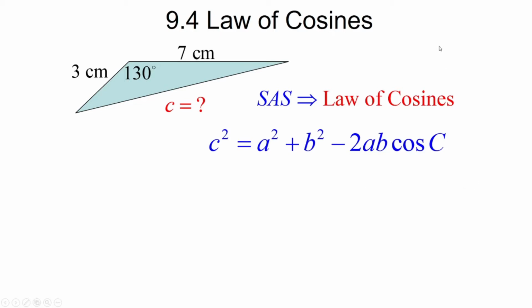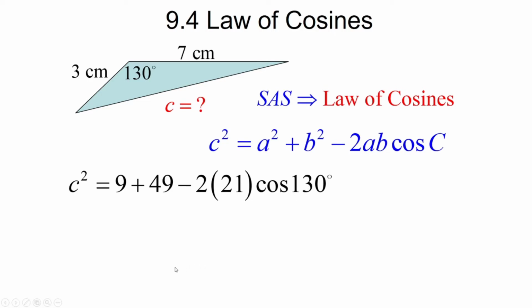All right, let's put in what we know. So C squared equals, and again, the A and B are interchangeable because the vertices aren't labeled on this triangle. So I'll call the A 3, so A squared would be 9. The B would be 7, so B squared would be 49, minus 2 times A times B, 3 times 7, that's 21, and then cosine of my included angle, 130 degrees.